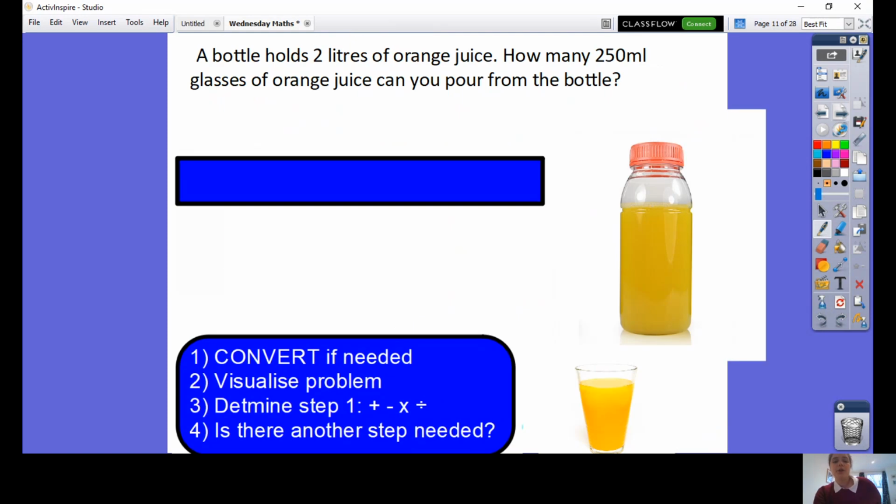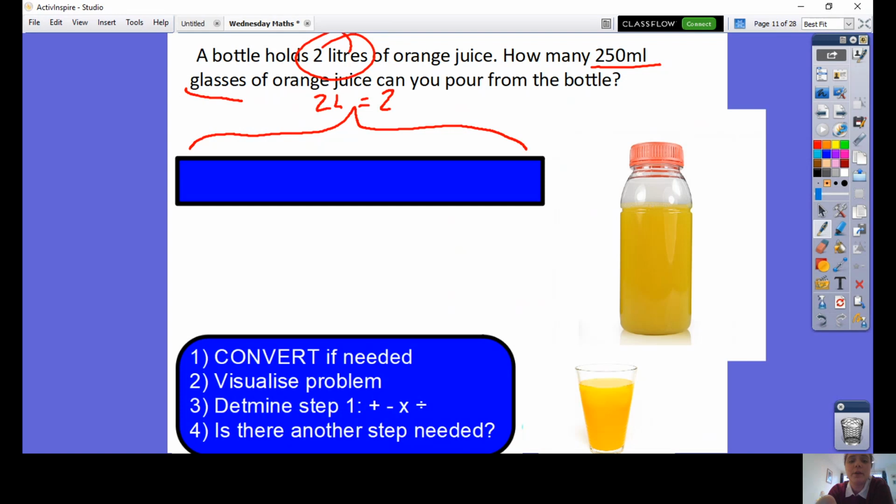Okay, a bottle holds 2 litres of orange juice. I'm going to solve this one using a bar model because that sometimes helps some children. 2 litres of orange juice. How many 250 millilitre glasses can you pour from the bottle? So first of all, I convert that to 2000 millilitres. I'm now being asked how many 250 millilitre glasses can I pour from the bottle? How many times will 250 fit?